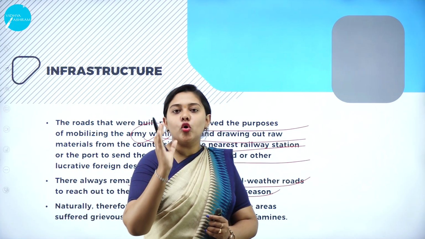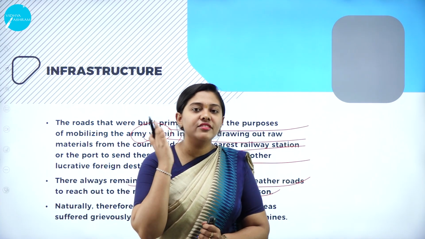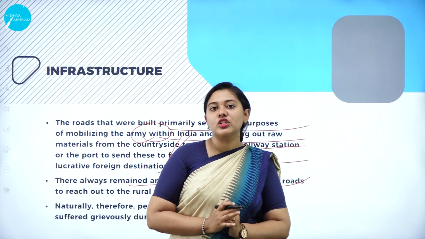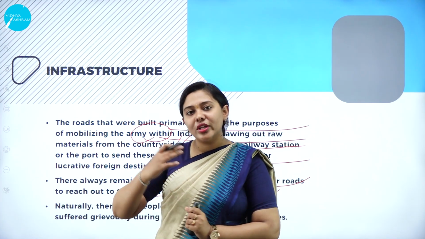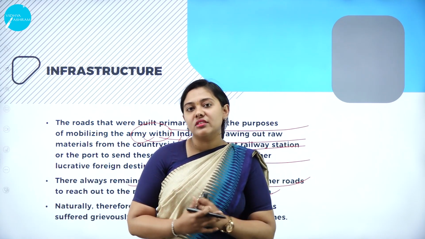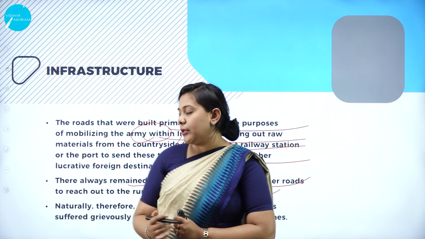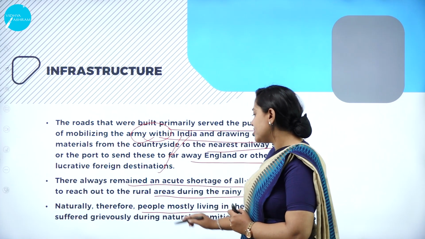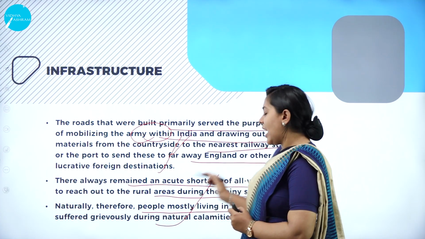Even today, if you go to North India, the underdeveloped states, you can see this situation. There will be no proper connectivity road for the rural people to transport. During the rainy season, in any of the rural areas, there were no proper roads for the people to transport from one place to another. So naturally, people mostly living in these areas suffered a lot during the natural calamities and the famine.